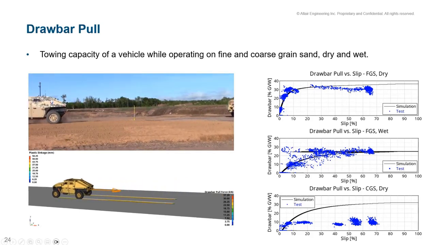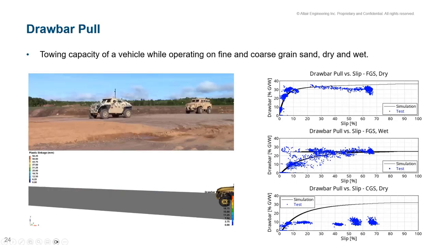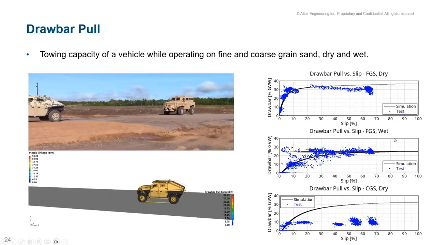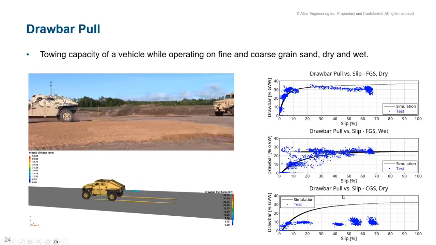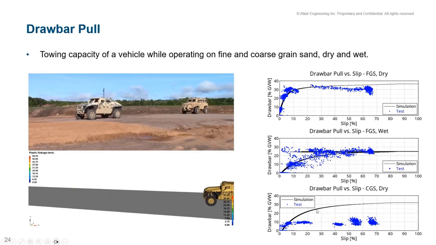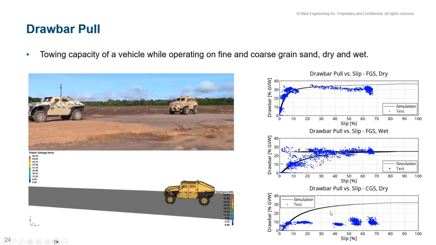And here you see the correlation for the first, fine grain sand dry, and then here is the second, fine grain sand wet. And then you verify this one, which is the coarse grain sand. And it's a bit far away, and I'll explain this a little bit later.